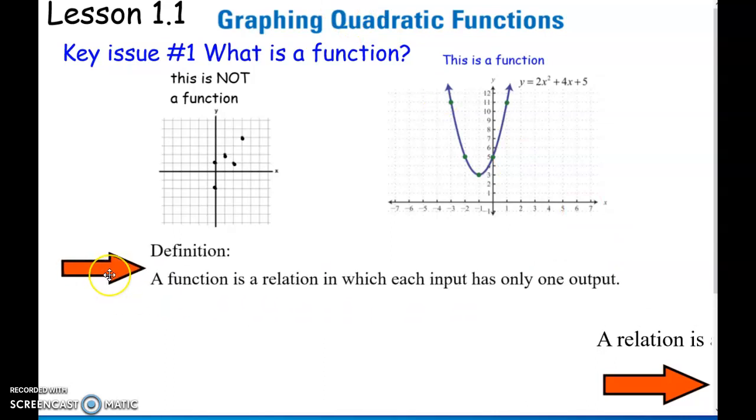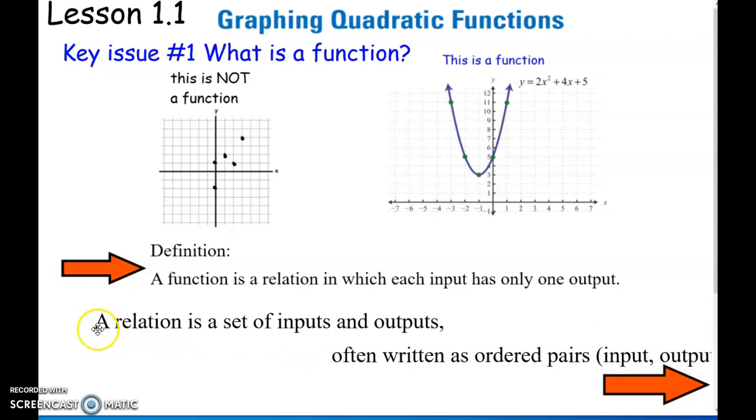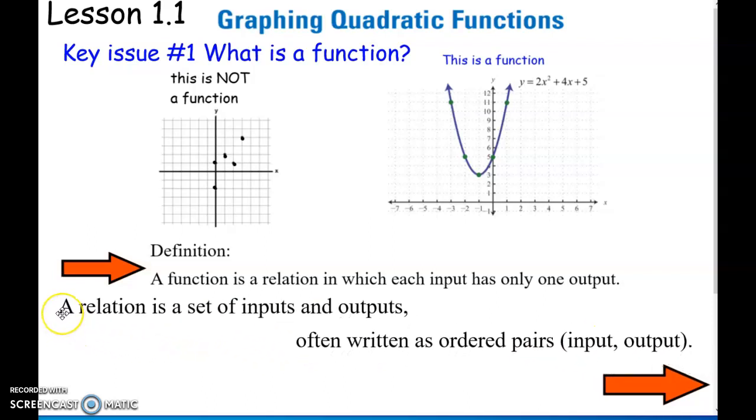A function is a relation in which each input has only one output. And this is one of those times where the first thing that pops into my head is, well, what's a relation? So let's talk about what a relation is. A relation is a set of inputs and outputs, often written as ordered pairs. So it's what we think of when we say an x value, which is my input, and a y value, which is my output. All right, so that's a relation.